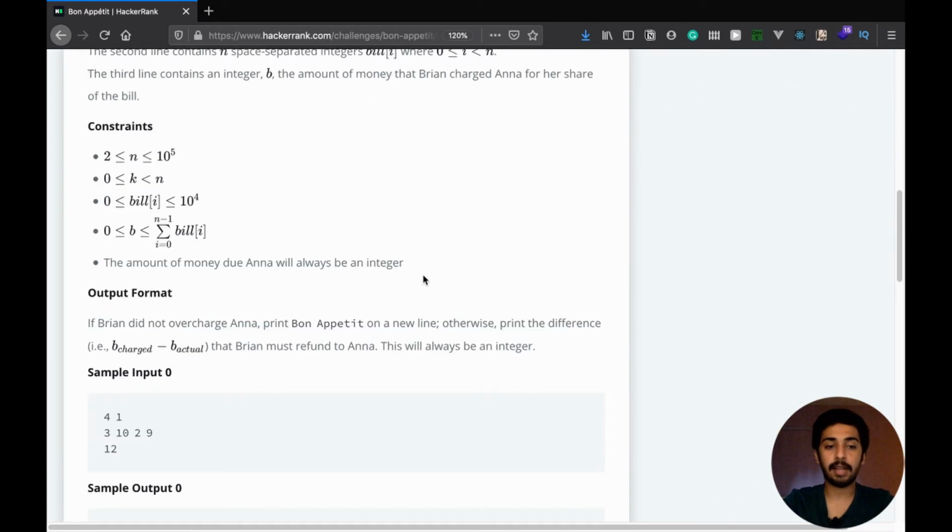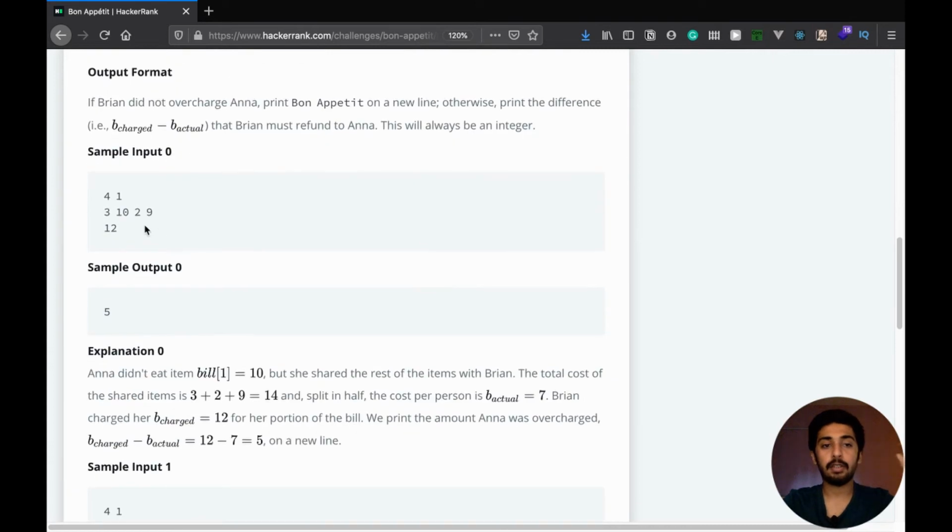So let's get right into the sample input. The first number that we're given, 4, signifies how many elements there are in the bill, and then 1 signifies the index of the element that Anna declined to eat. So in this case, Anna declined to eat the element at index 1, which is the second item and has the price of 10.